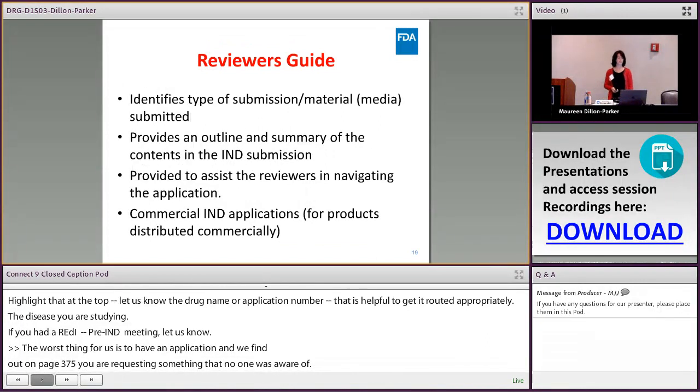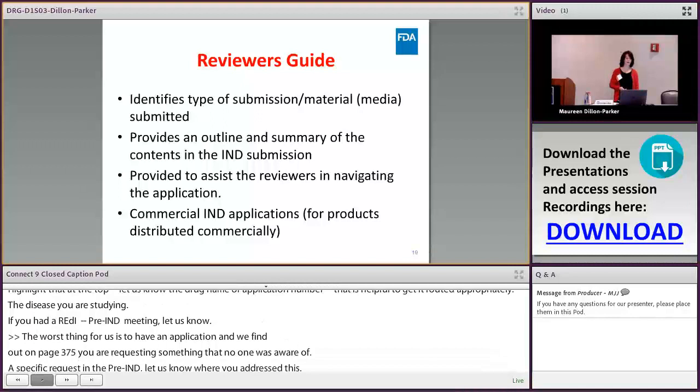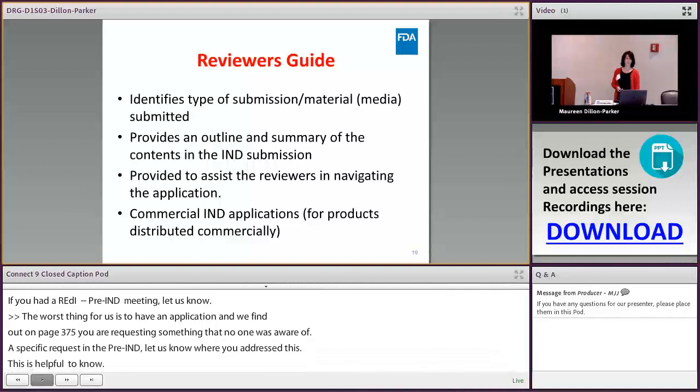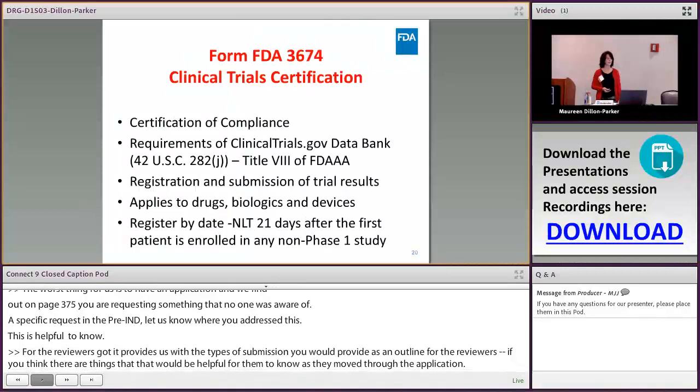The reviewer's guide provides an outline of the types of submission you would provide for our reviewers. If there are things that you think would be helpful for them to know as they move through the application, please put that in the reviewer's guide. Mostly we see this for our commercial applications because they're quite large submissions.